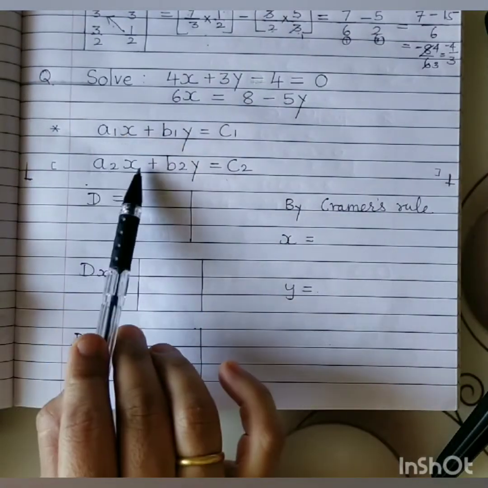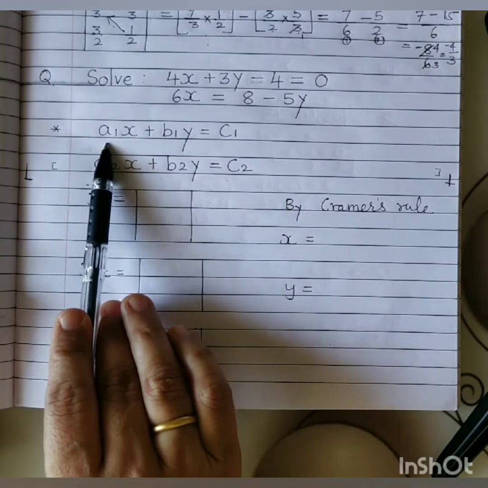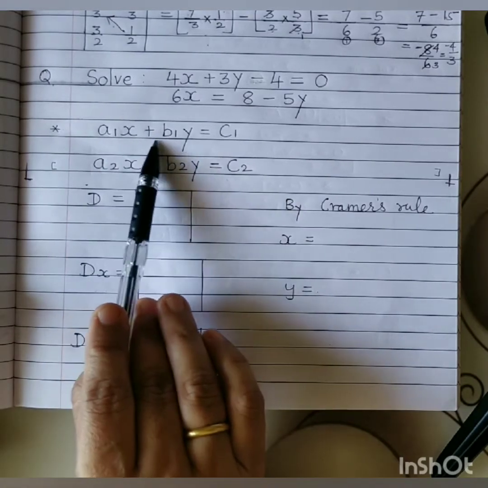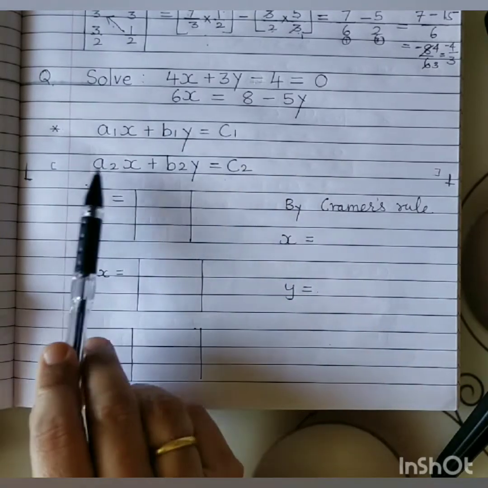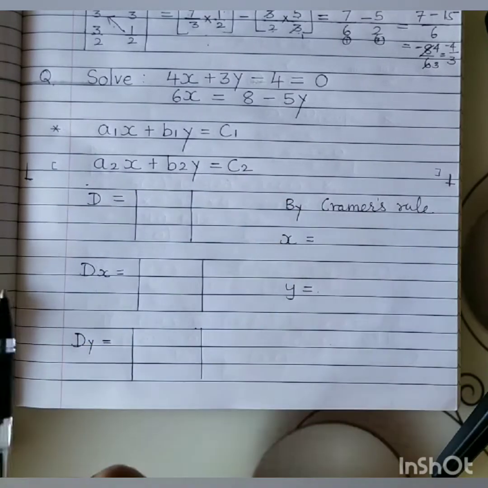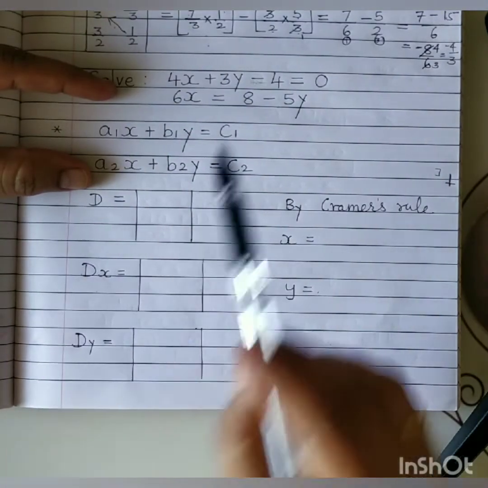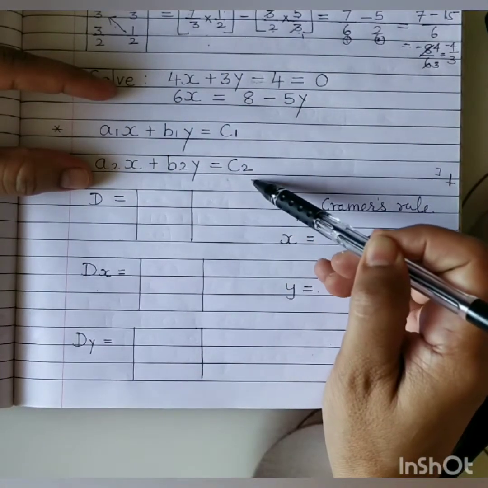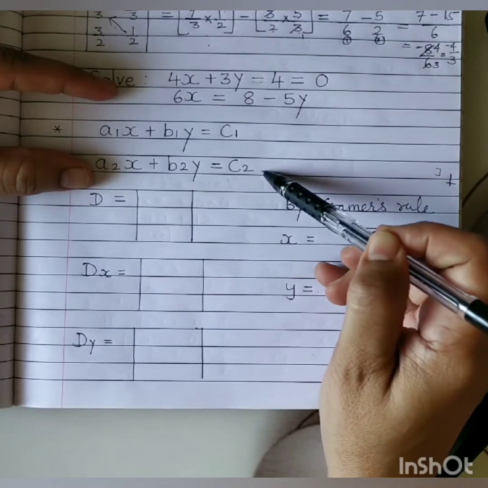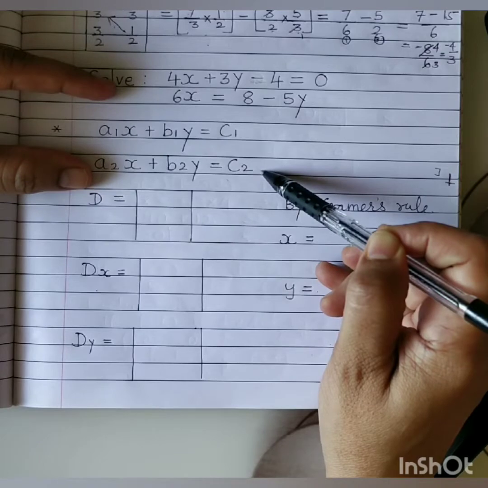Suppose these are any two simultaneous equations written in standard form. First one is a1x plus b1y is equal to c1, and the second equation is a2x plus b2y is equal to c2. So the first thing you need to understand before we start is that every time you have to check that the equations are written in this format. Then let's see how to make the 3 determinants needed here.